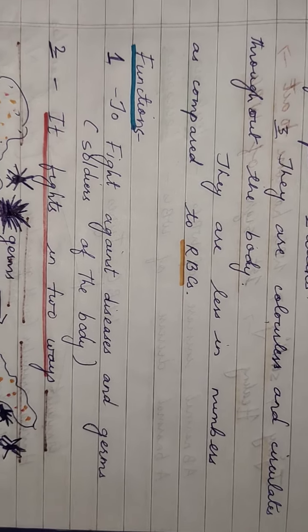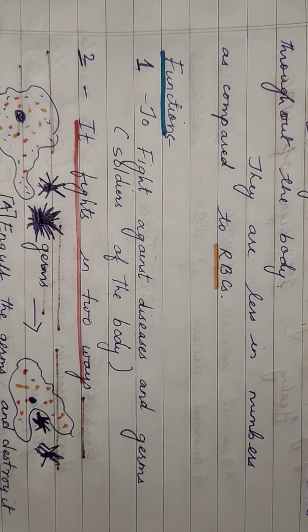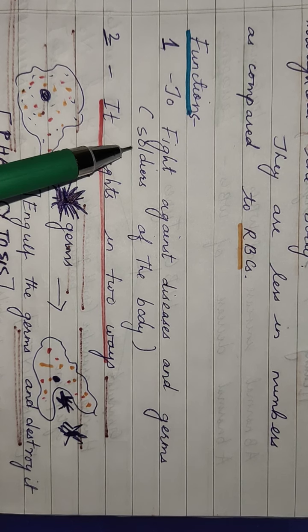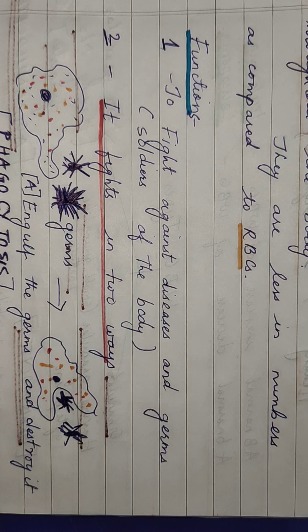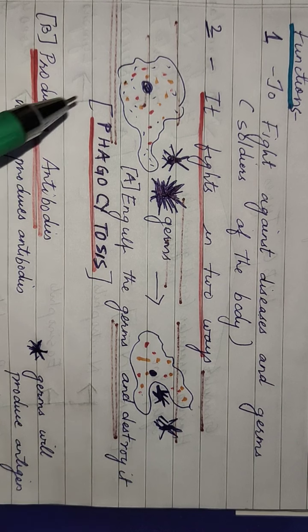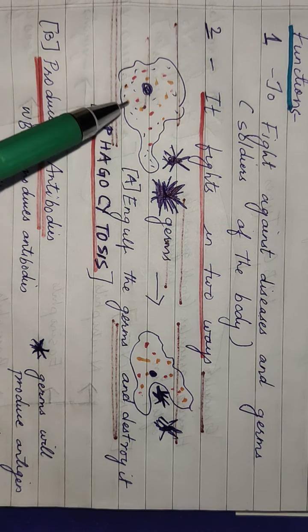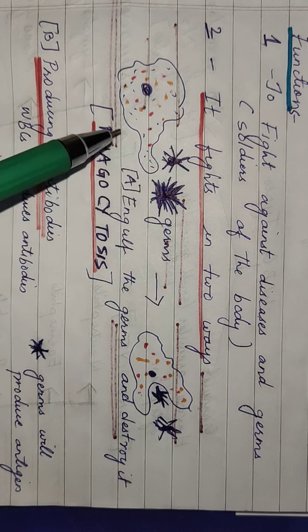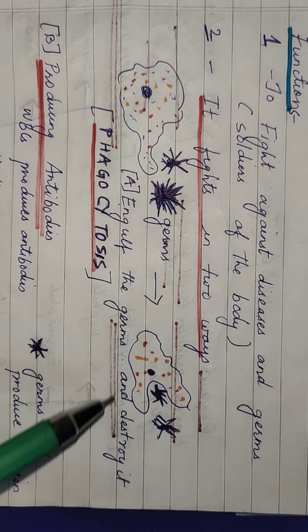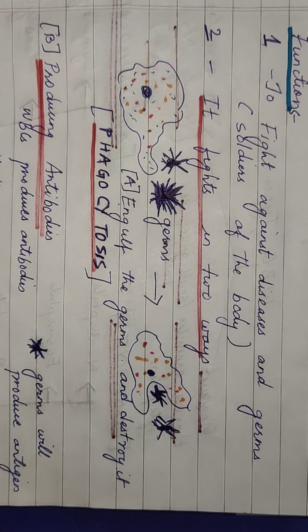Next now, functions. The main function is to fight against diseases and germs. So they are also known as soldiers of the body. Next function is it fights in 2 ways. Now this is a WBC and these are germs. So what it does is it tries to engulf the germs and destroy them. It tries to eat them up and destroy them. And this process is known as phagocytosis.